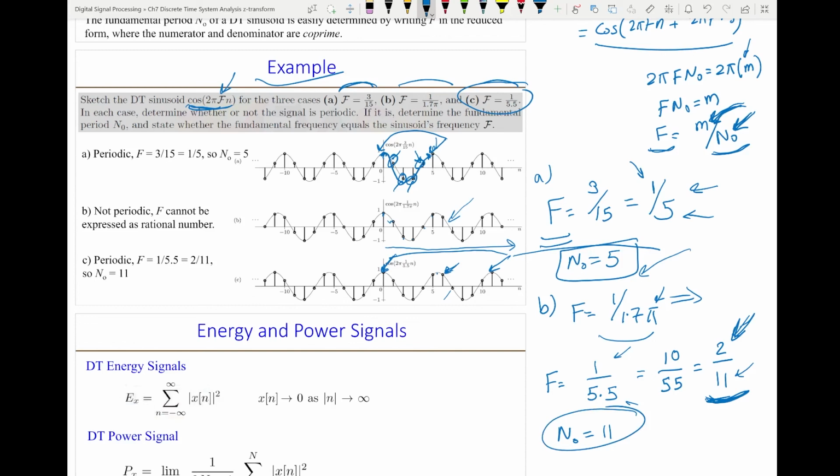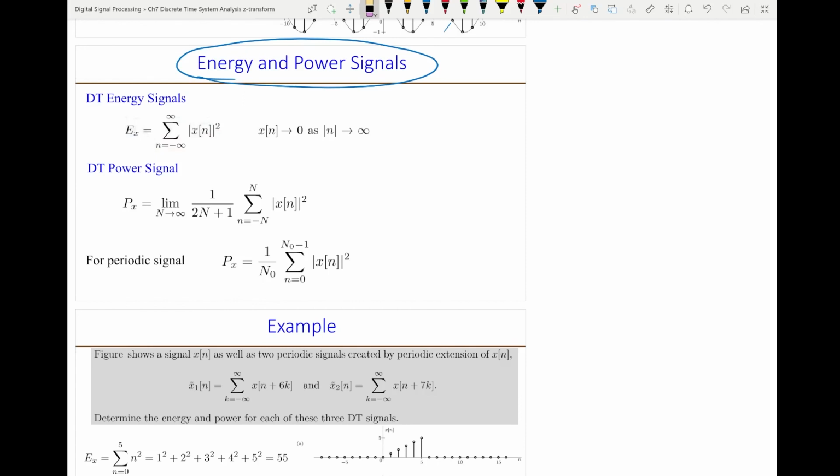The last topic in this video is energy and power signals. If the signal is not periodic and it eventually dies out like something like this, then we call this an energy signal. If I want to know the strength of this signal, I calculate the energy of the signal, which is the summation of the squares of the samples. So that will be x of n squared, if the signal is real. But if the signal may be complex, I take the magnitude and square it. And that will be the energy of the signal.